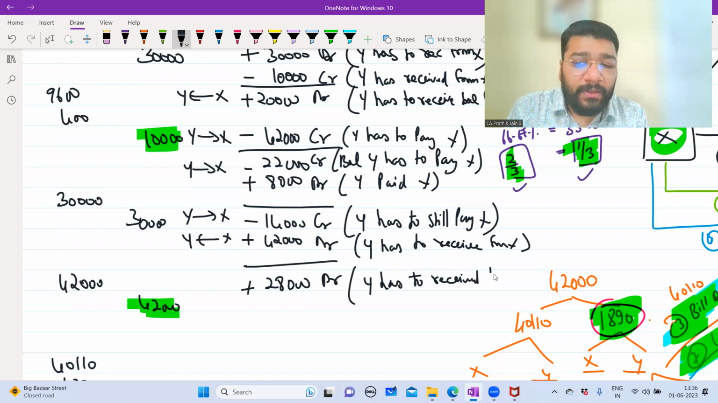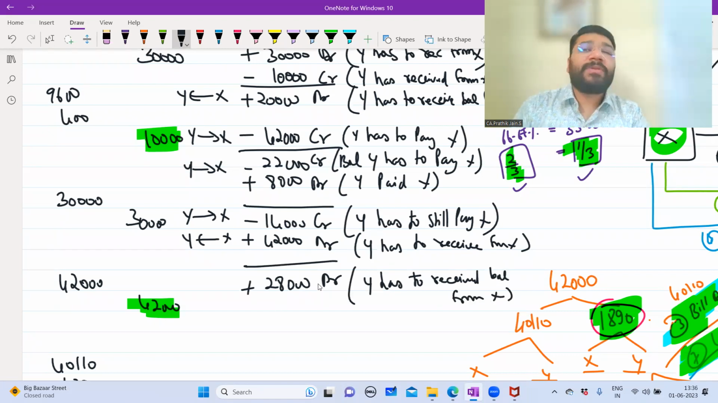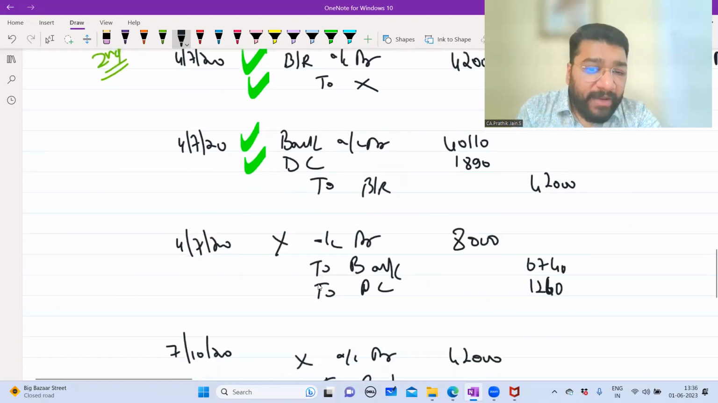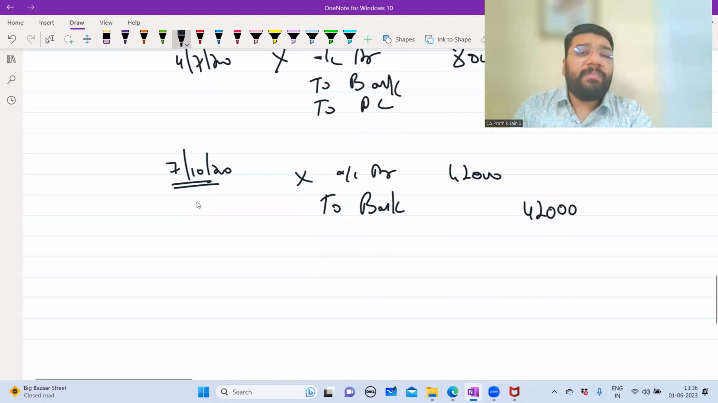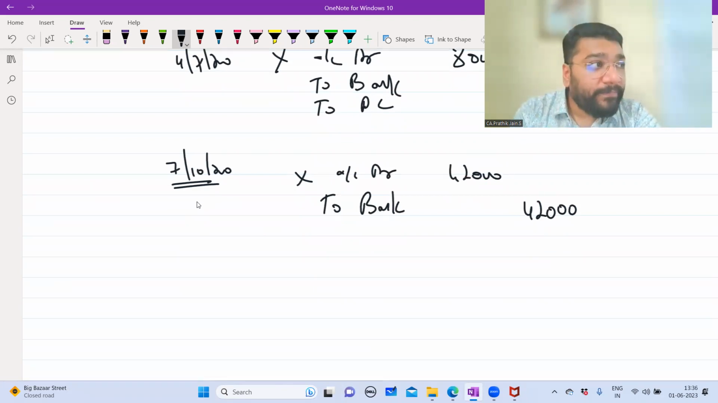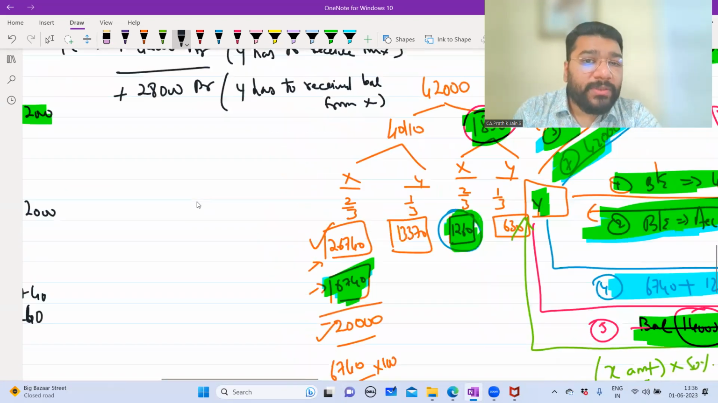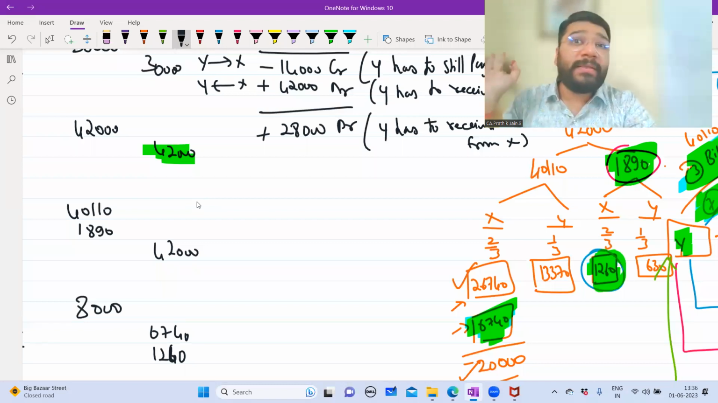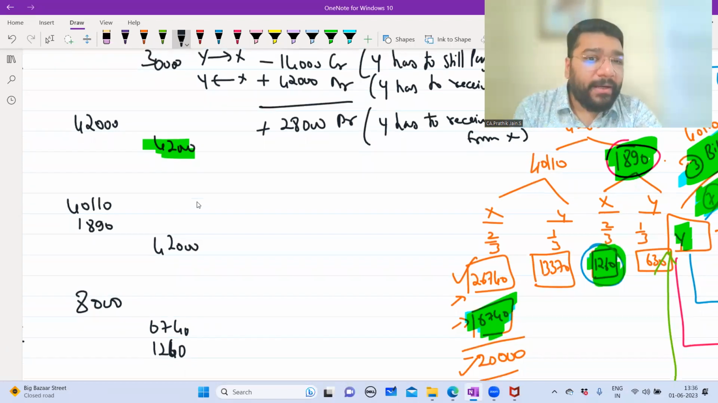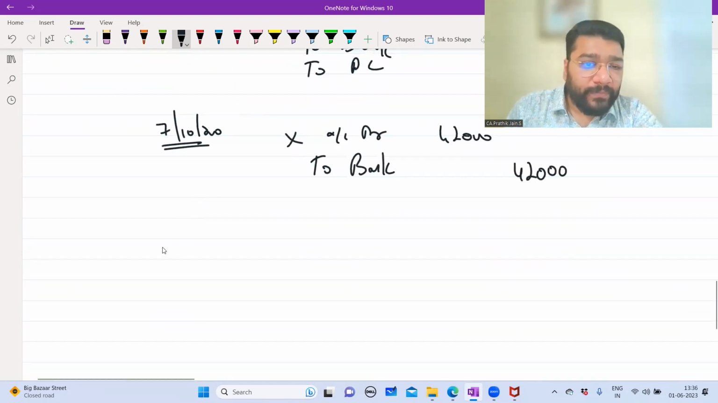So Y has to receive balance from X. So 28,000 is pending, guys, which means when I finish recording this entry on 7/10, from X, how much is the balance receivable? 28,000 is the balance receivable. Now, in that, half of the money is received, half of the money is not going to be received. So it is a bad debt.